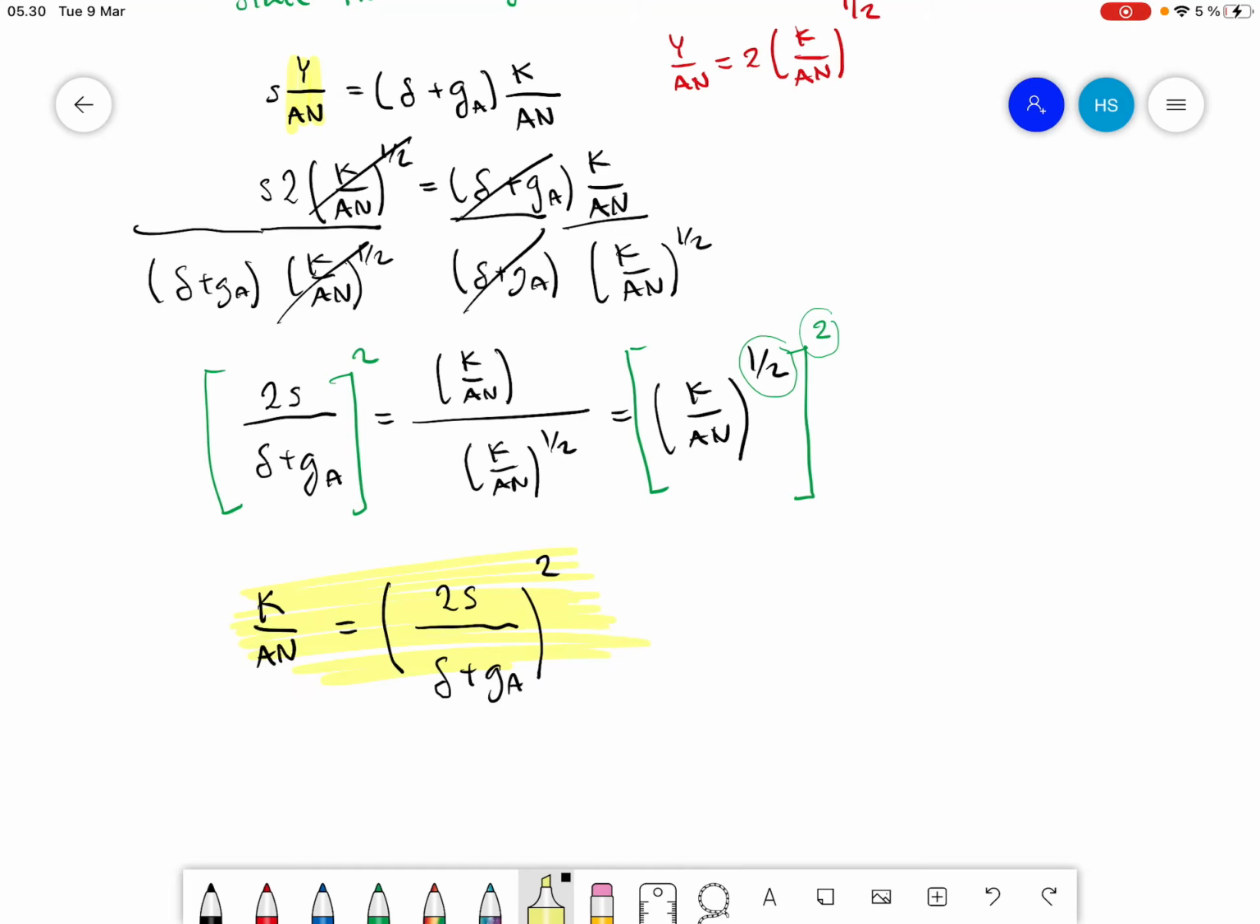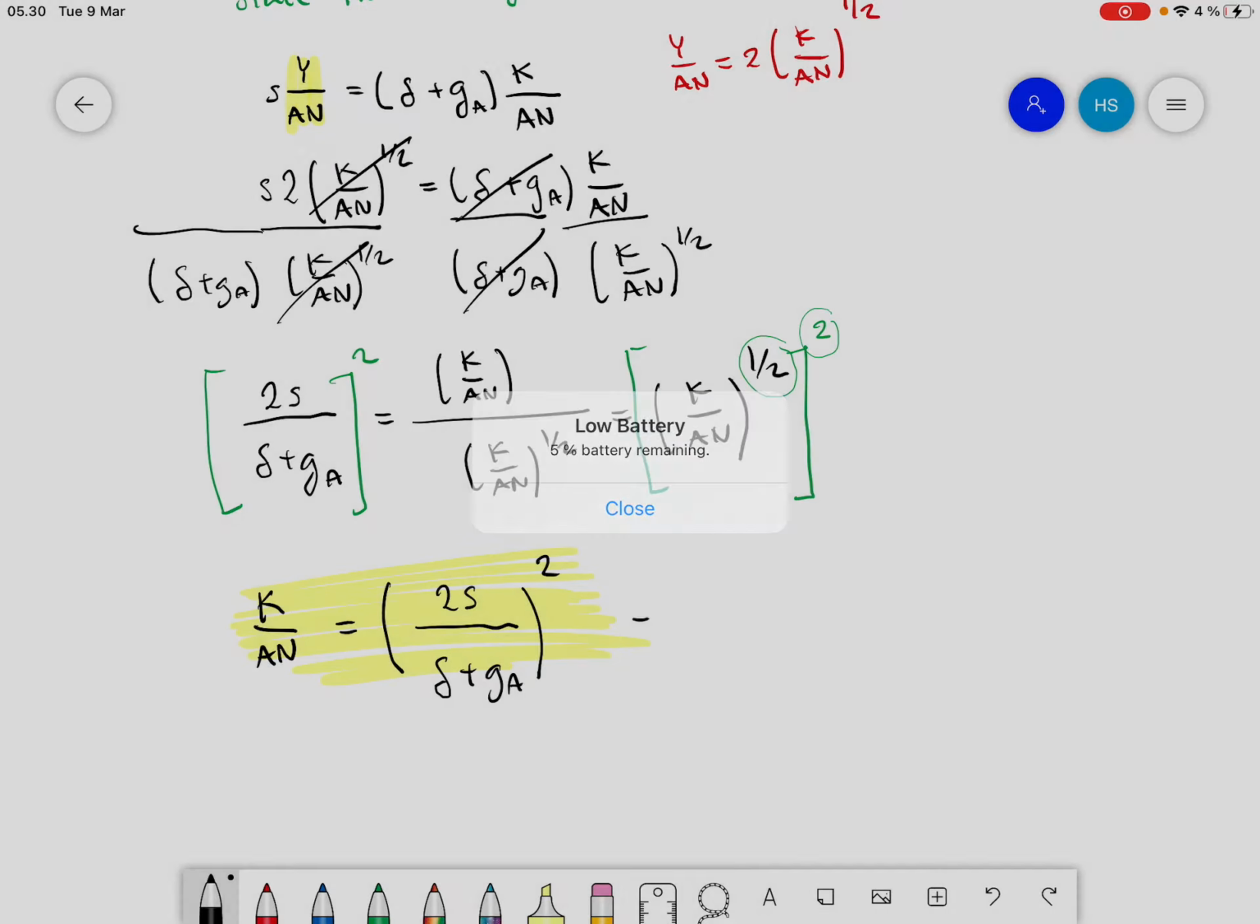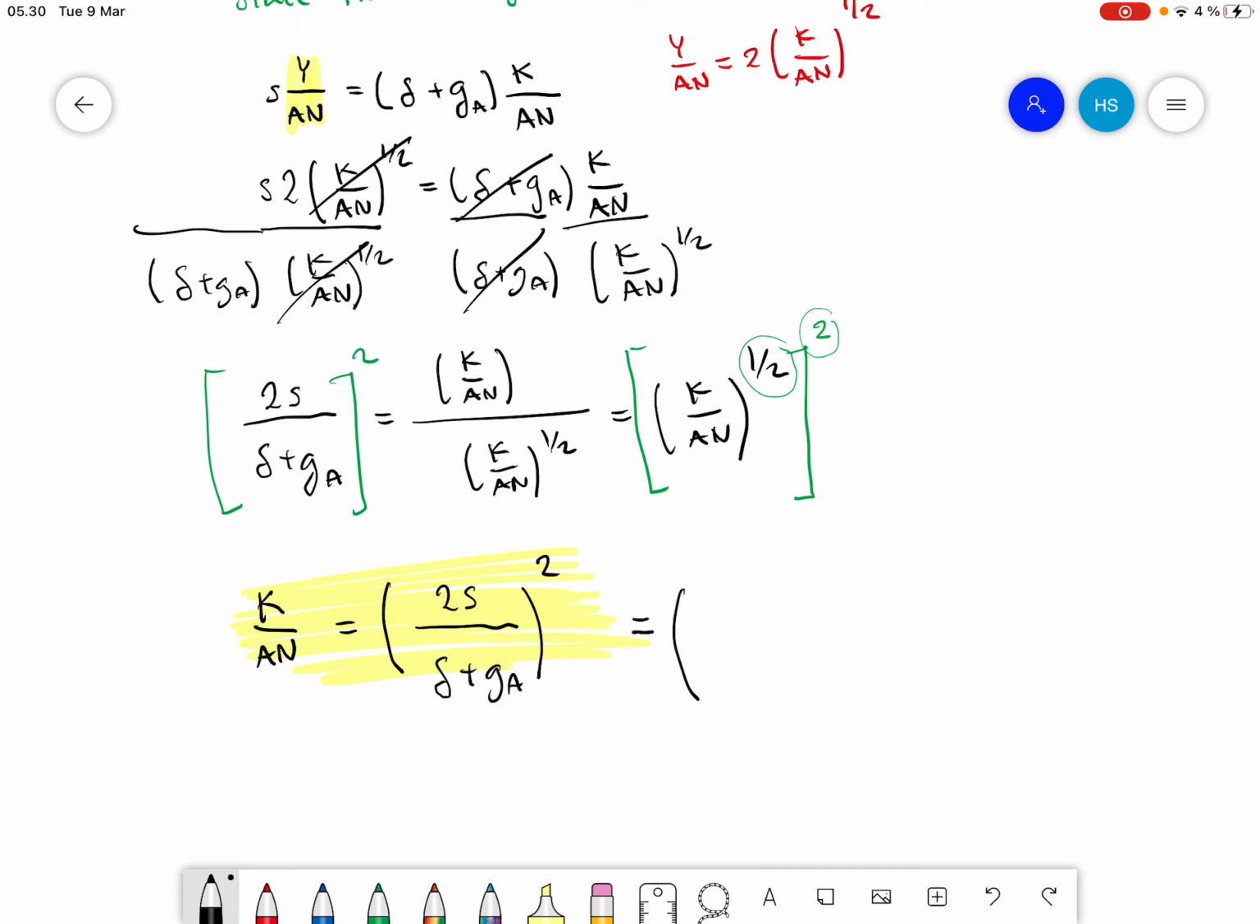So if we want to calculate this, we just plug in the values of the savings rate. What is the savings rate? Well, the savings rate is 20%, so 2 times 0.2. And the depreciation rate is 10%, so 0.1. And technology is 0.06. This we raise to the power of 2. And we get that the balanced growth value of capital per effective worker is equal to 6.25.